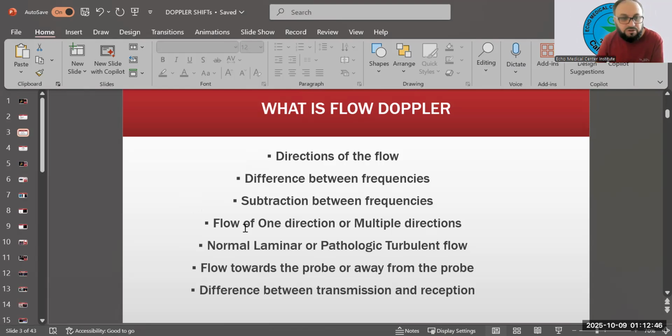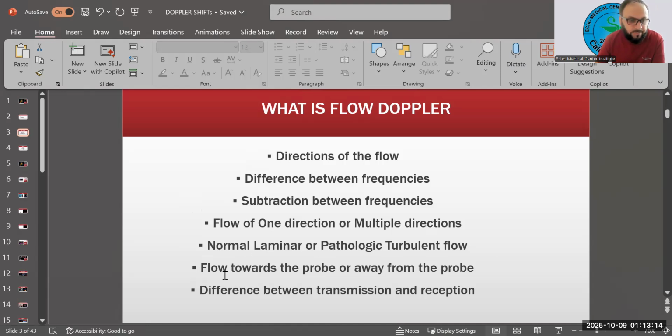Maybe somebody may want to make it easier. We can say the flow is in one direction or multiple directions. We want to know about the Doppler or color Doppler shift. Is the flow going in one direction, just one solid color, or is it going in all directions and you get a mix of colors? That can be another definition. Or you can say normal laminar flow or pathologic turbulent flow. Color Doppler can give us this information too.